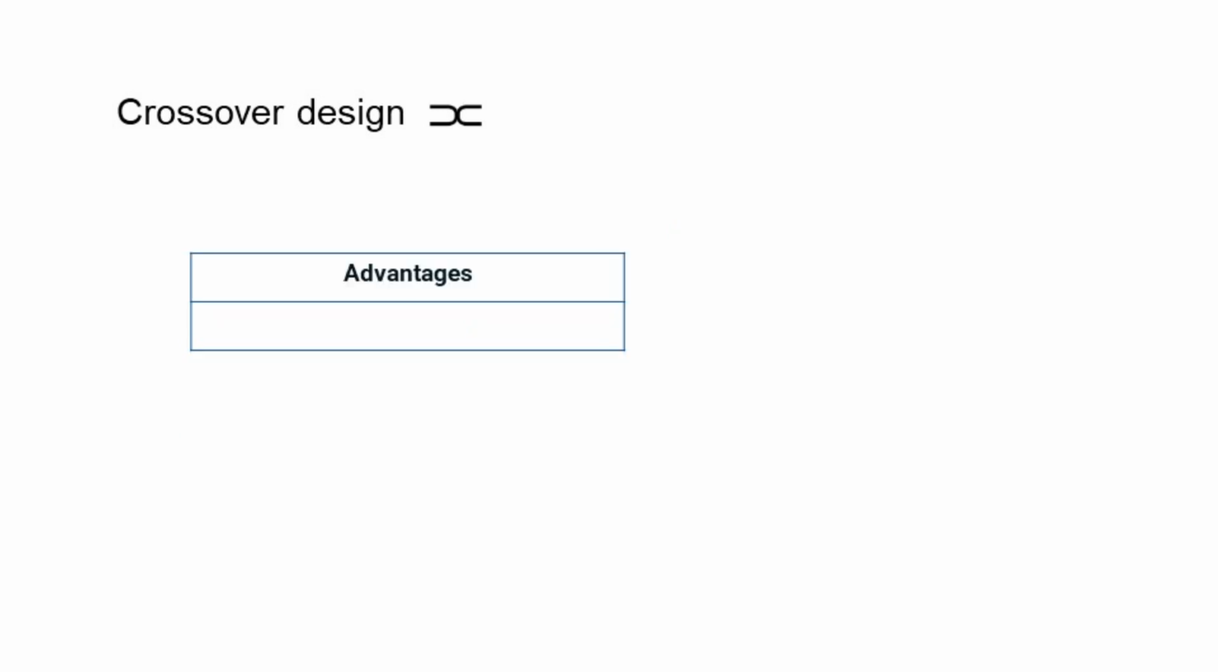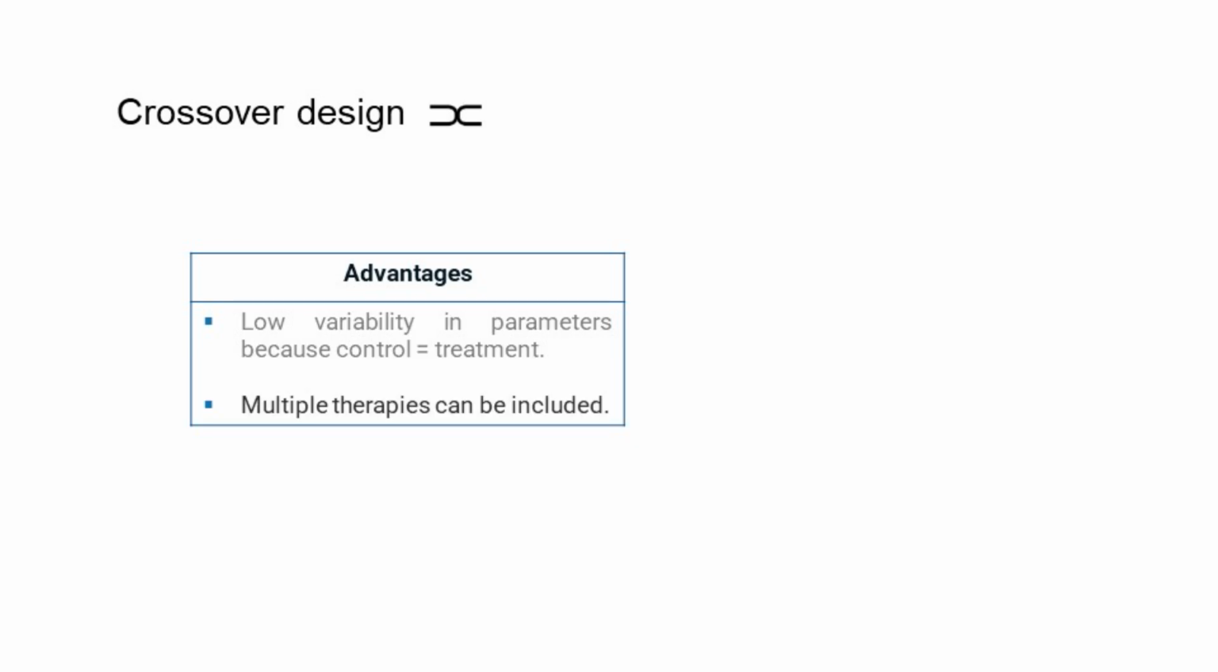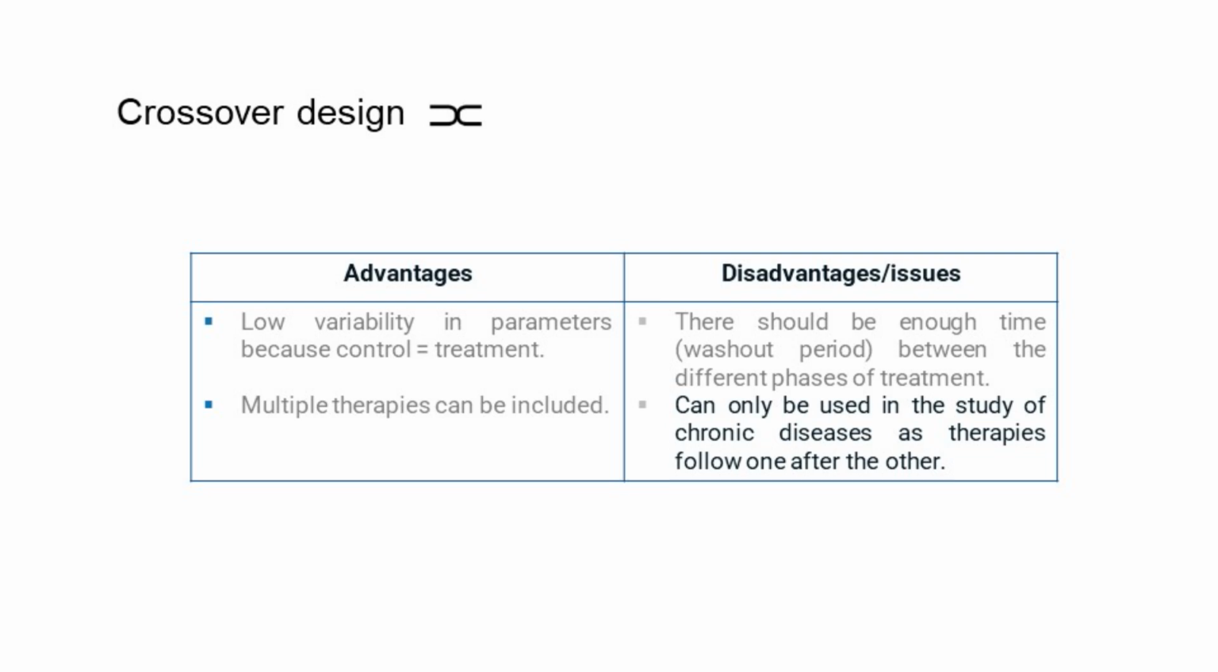The design has certain advantages, such as low variability, because the same patient is in the treatment and control groups, and the possibility of evaluating several treatments. However, there must be sufficient time between the different phases of treatment, a washout period. And this design can only be used in chronic disease research as therapies come one after the other.